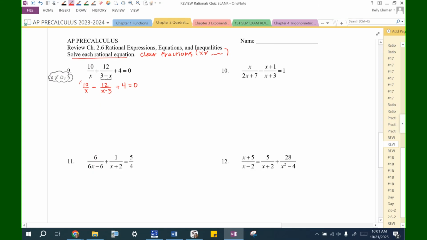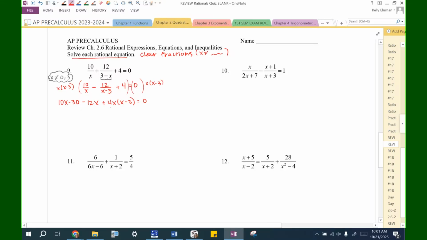Now, I want to clear the fractions by multiplying both sides of the equation by the common denominator, which is x times x minus 3. Do that on both sides. So now this becomes 10 times x minus 3, which is 10x minus 30, minus 12 times x, plus 4 times both things, because 4 did not have any sort of denominator, equals 0.